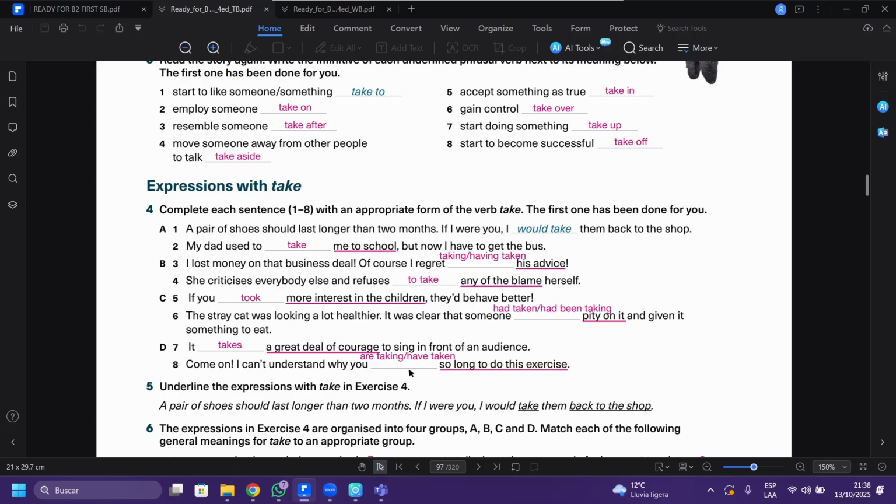The next one. Number 7. It takes no more than that. It takes a great deal of courage to sing in front of an audience. Number 8. Why you are taking or have taken so long to do this exercise. To take too long or take so long means tomarse mucho tiempo. Okay. Take too long or take so long.